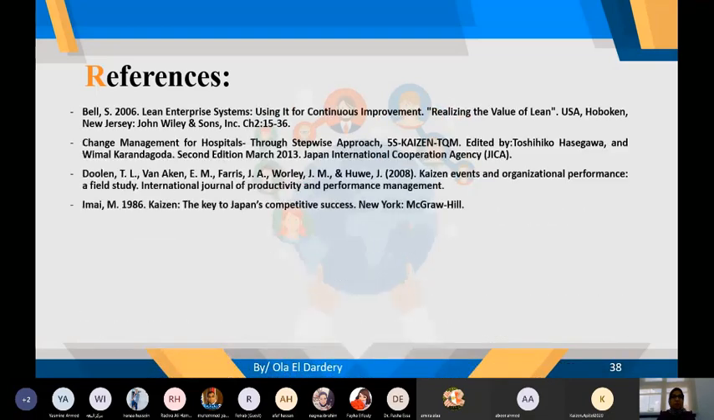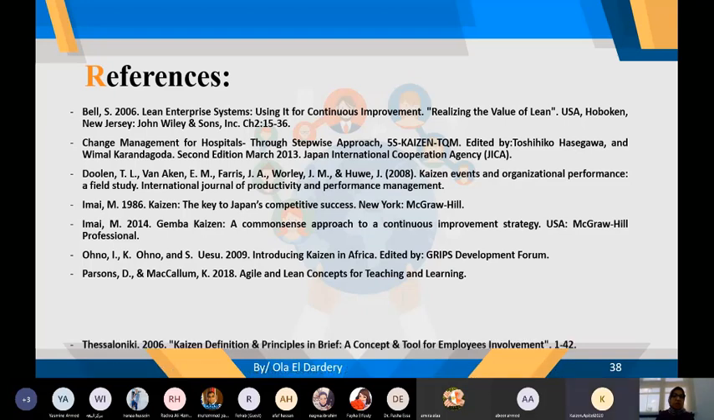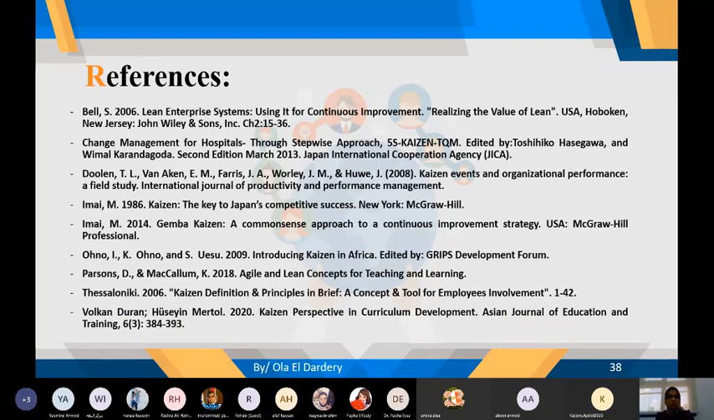I added as well a few references here. As we can see, some of them are related purely to Kaizen and how it is effectively implemented. Kaizen, as I said, is part of a continuous process of improvement, so in some of the books it came under the title 5S, Kaizen and TQM. Some of them, as we see here, came under Agile and Lean concepts in teaching, and some of them are purely about education, as we see in the last one.